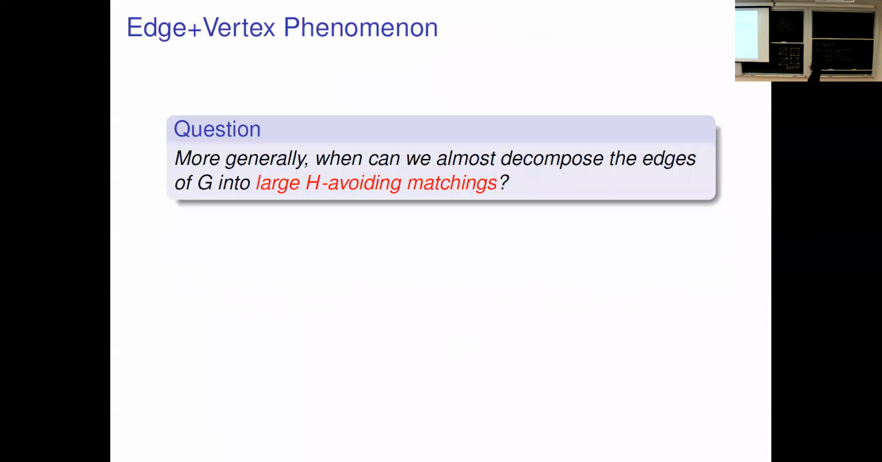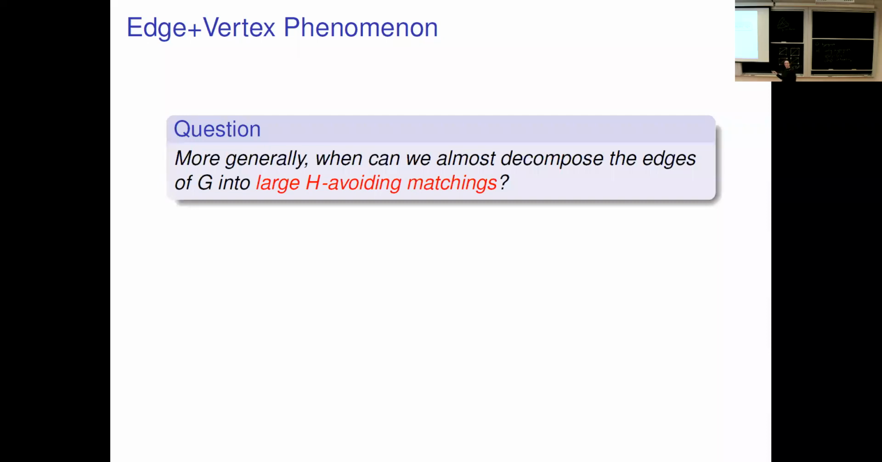So we could be even more ambitious. Instead of just finding one matching that avoids H, why don't we actually try to decompose the edge set into some number of matchings that all avoid H? Well, this is a very ambitious question. So maybe let's say almost decompose. Let's add some error. So even finding perfect matchings in general is hard. Let's decompose these things into large matchings that avoid H.